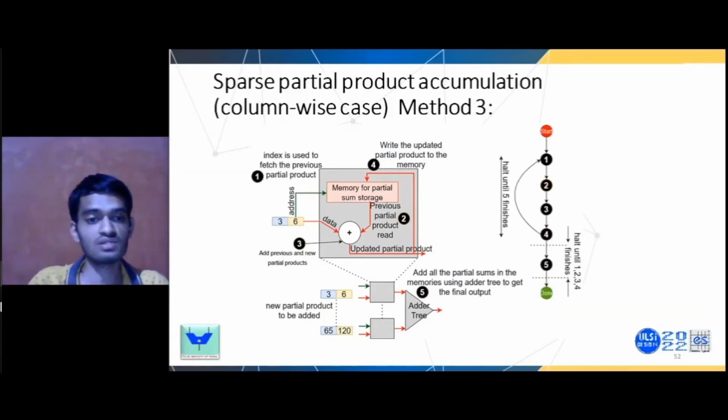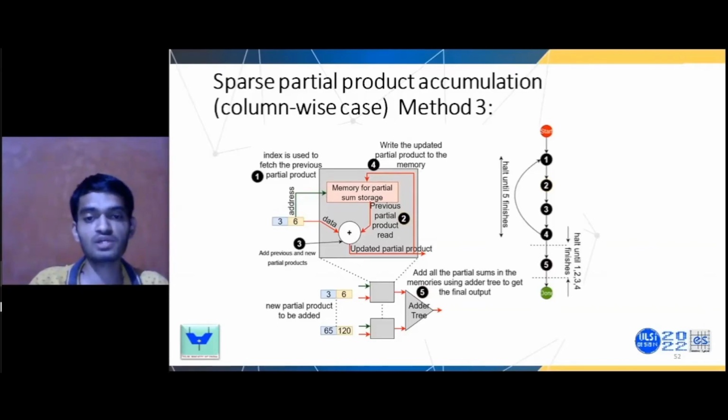In this case, the multiplier has its own partial BRAM. So the partial product that is generated is given as an address to the partial BRAM, which will give the previous partial product based on that address, and the adder adds the new partial product along with the previous partial products, and the resulting partial product is updated back to the memory of the partial BRAM. This process takes place until a particular column is traversed fully.